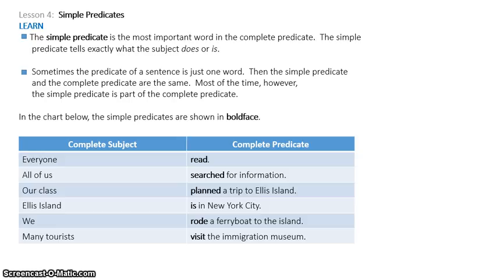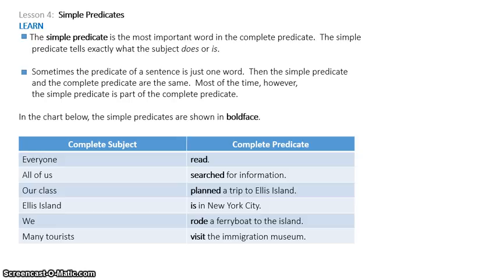And so on your quiz, I'm going to ask you to divide it. I'm just going to ask you to use a red line in between them and not stick them in the chart. So you need to get used to being able to divide a sentence into the complete subject and the complete predicate. The next sentence, it says, our class planned a trip to Ellis Island.